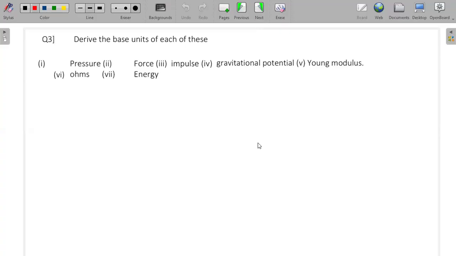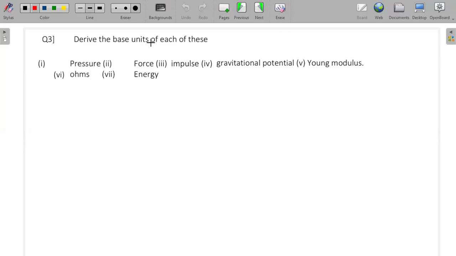Here the question is simply saying derive the base units of each of the following. We know that there are 7 base units, right? So we're simply expressing the units of whatever we've been given in those 7 base units. There's the mass, the kg, there's the meter, there's the ampere, there's the kelvin, what else is there?